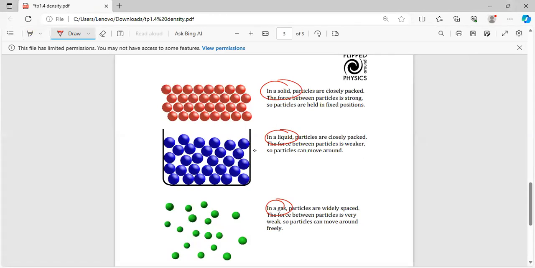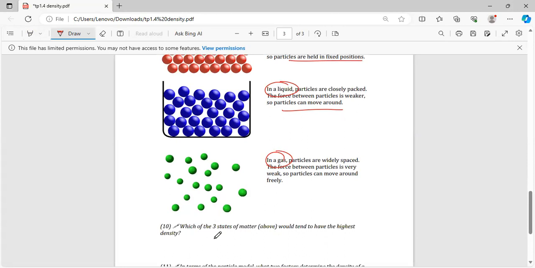In solid, particles are closely packed. The force between particles is strong, so particles are held in fixed positions. In liquid, particles are closely packed. The force between particles is weaker compared to the solid one, so the particles can move around. In gas, particles are widely spaced. The force between particles is very weak, so the particles can move around freely.